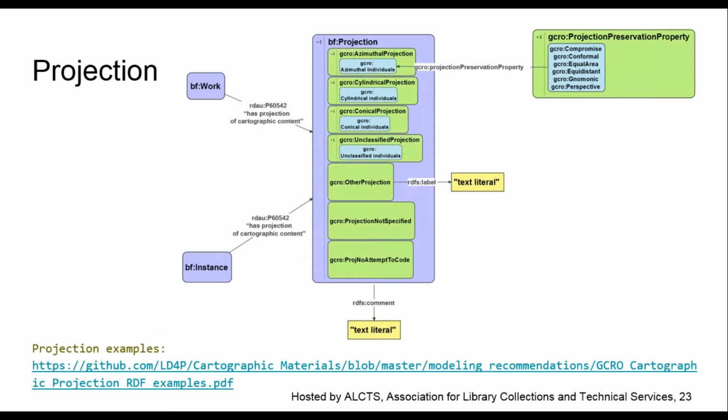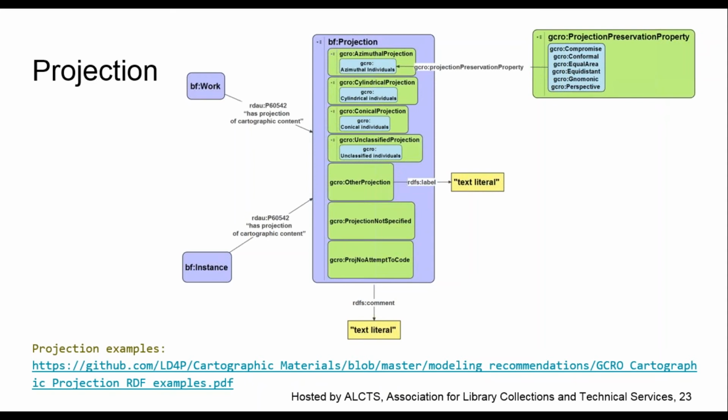The next three modeling concept areas, for the sake of time, I'm only going to show you the GCRO graphic model, hoping to save some time for questions. So projection: BIBFRAME has both a projection class and property. Much like the concept areas above, the MARC to BIBFRAME converter takes the projection statement from the MARC record and converts it to an RDF label.